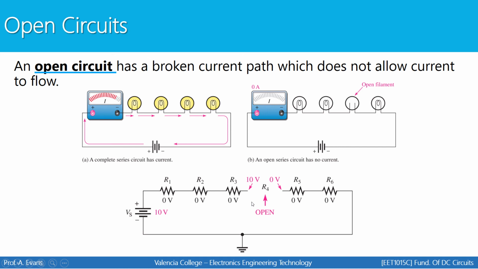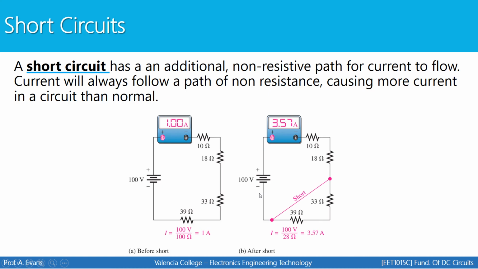Same thing down here. If we have a missing resistor right here, there's literally no connection, no wire, no anything between R3 and R5. And in this case, that would create an open circuit, and then there is no current flowing through any of these resistors while this is open. That's an open circuit. A short circuit has an additional path that is non-resistive, meaning there's no resistance along that path. It's simply a wire for current to flow. Current will always follow a path of non-resistance, causing more current in a circuit than normal.